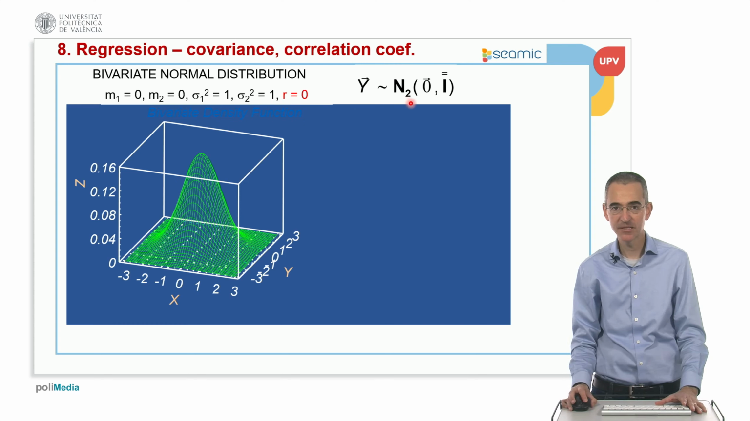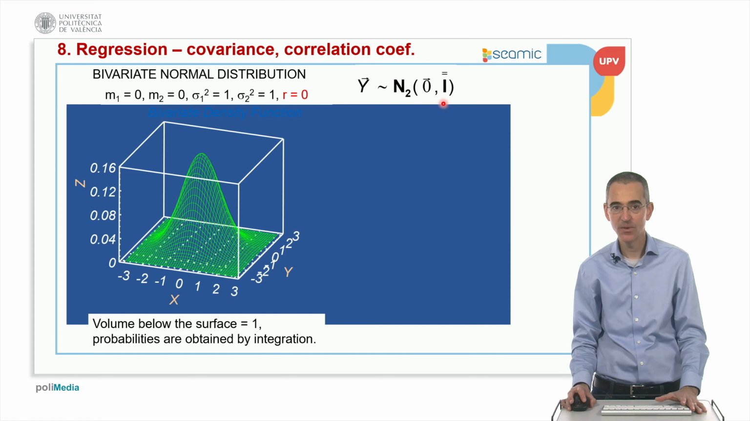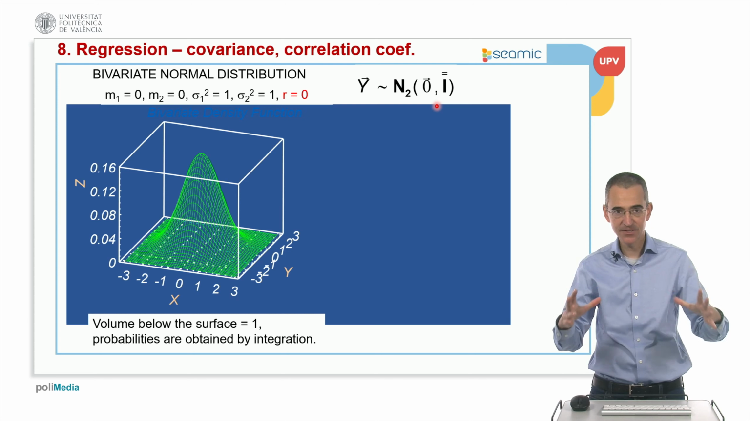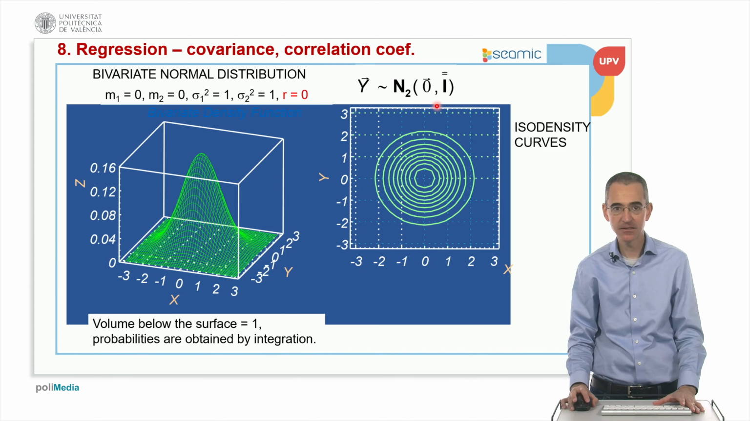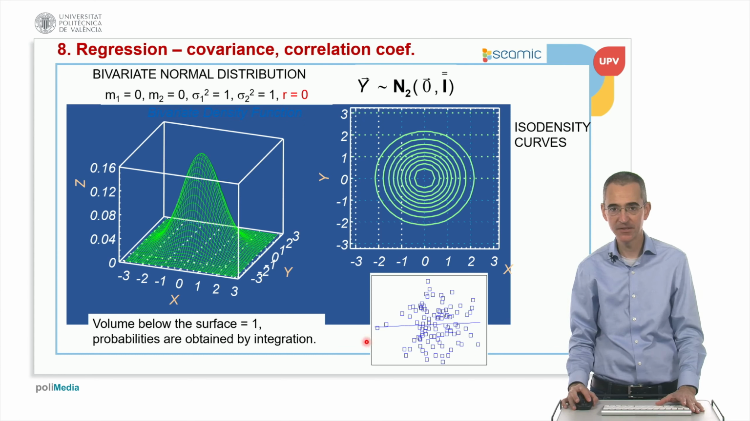A bivariate normal distribution with a vector of means equal to 0, and a matrix of variances and covariances equal to the identity. The volume below this curve or surface is 1, and probabilities are obtained by integration, as I mentioned in the previous slide. Well, if we cut this volume by using horizontal planes, it becomes this kind of figure, which is called isodensity curves. It's equivalent to this picture that we are more familiar with in statistics.